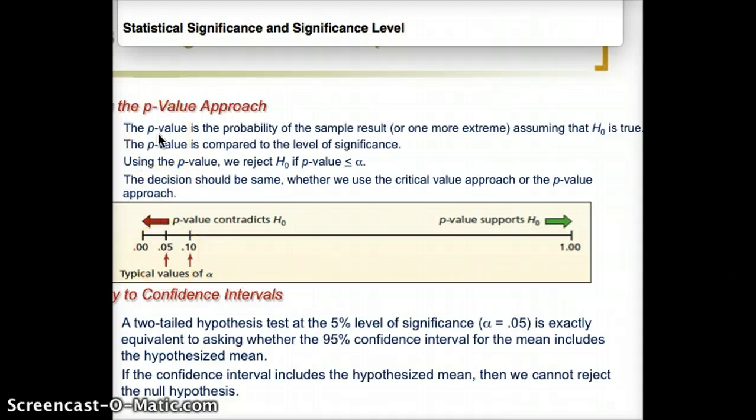This is the definition of the p-value from our textbook. The p-value is the probability of the sample result, or the result from the sample, assuming that the null hypothesis is true. From this sentence, we don't really know the meaning of the null hypothesis. But if we know it, our understanding of the p-value should be the probability of the sample results, assuming the null hypothesis is correct, which means we should not reject it.